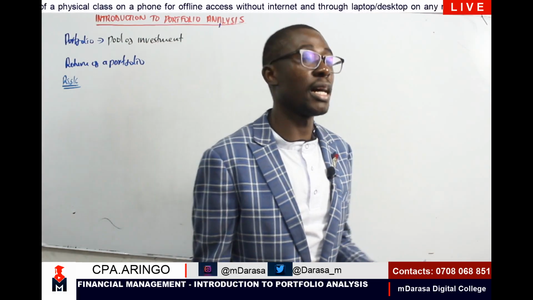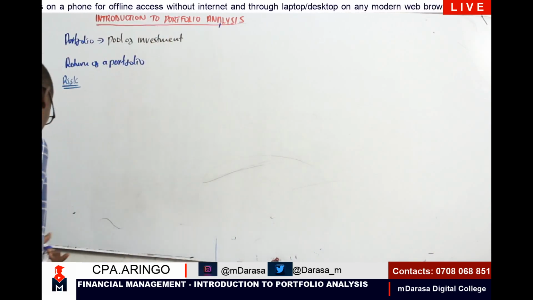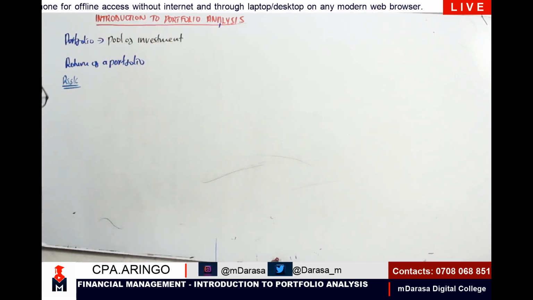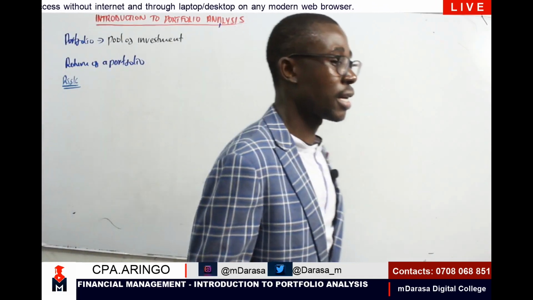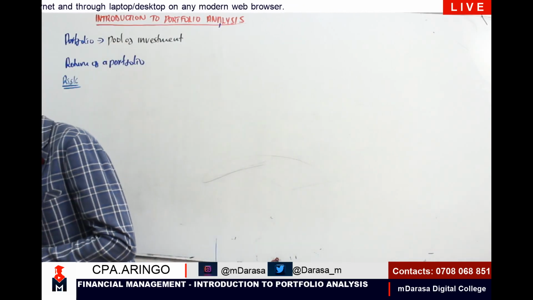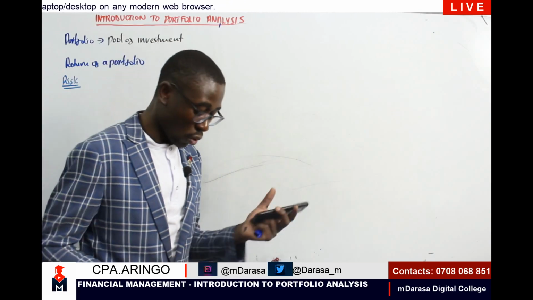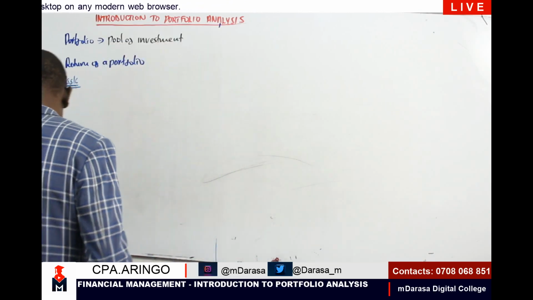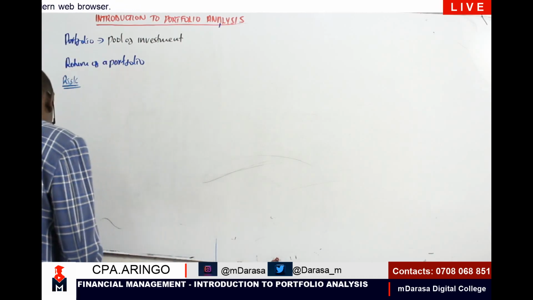So you'll find that we can assign probabilities to our outcomes. That should take us to measures of risk. In measuring our risk, my good student, we can use the following methods.